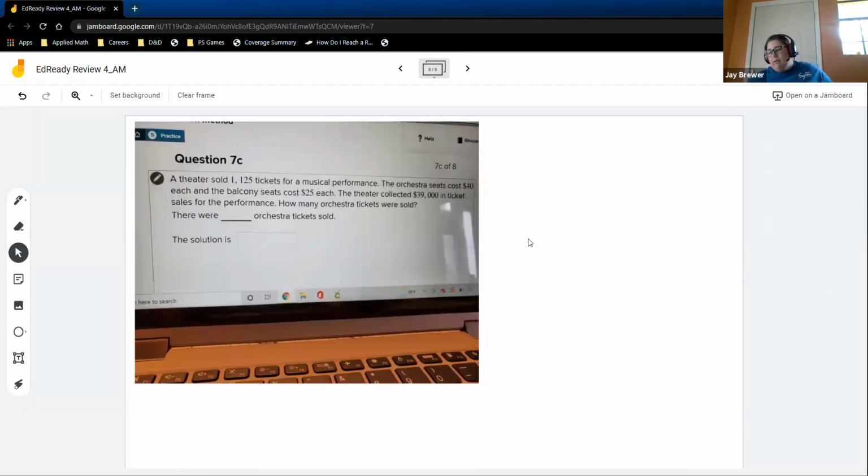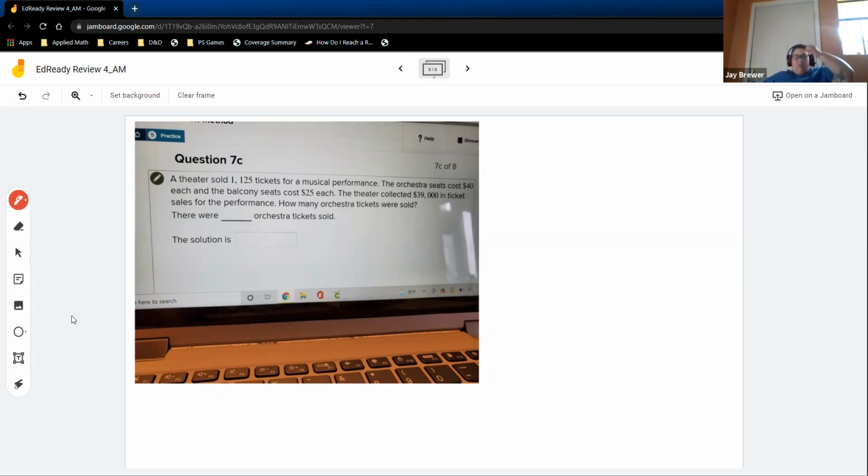Right. Last one here was requested. It is a system of equations. So it says a theater sold 1,125 tickets for a musical performance. The orchestra seats cost $40 each, and the balcony seats cost $25 each. The theater collected $39,000 in ticket sales for the performance. How many orchestra tickets were sold? So orchestra is the $40.